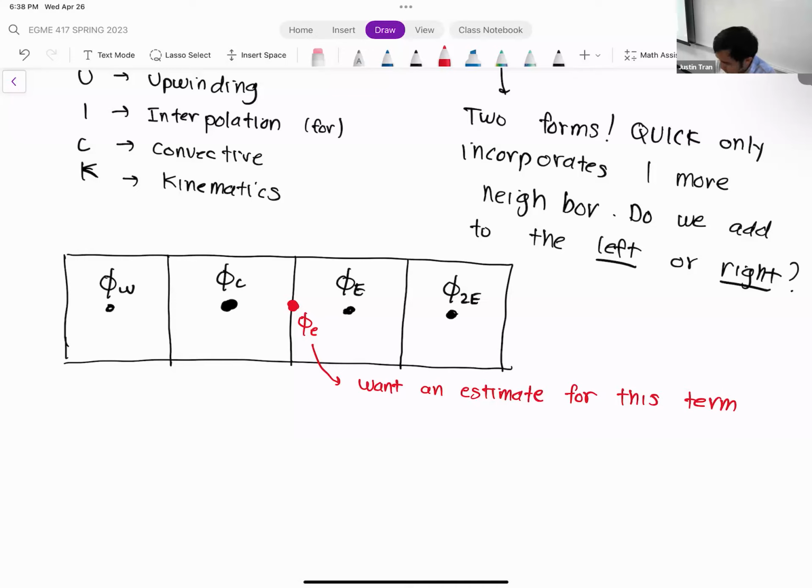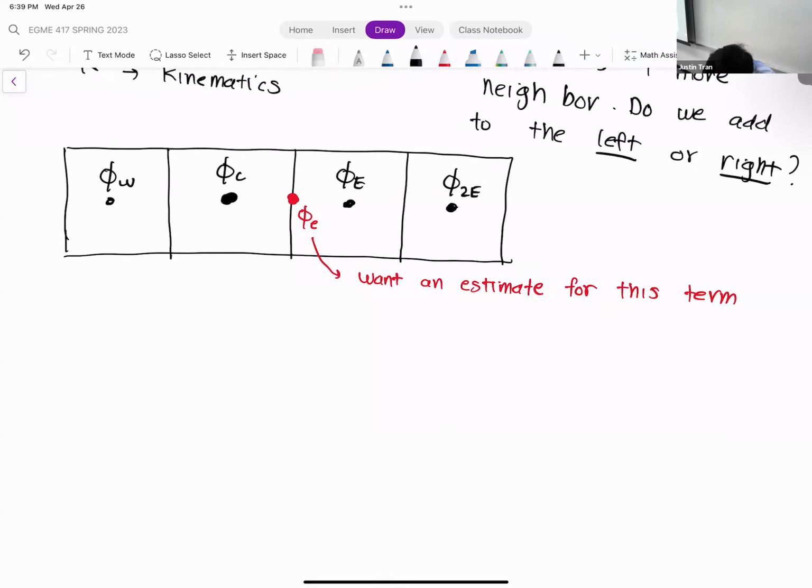All right, so let me show you the two versions of the QUICK scheme. In the first version, we're actually going to add the neighbor to the left. We're going to add the neighbor on, I'll call it, the opposite side of where the face value is. Since our face value here is on the right, that means we're going to add our extra neighbor to the left.